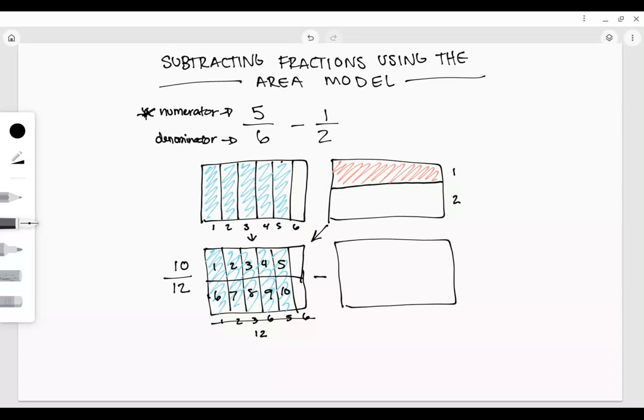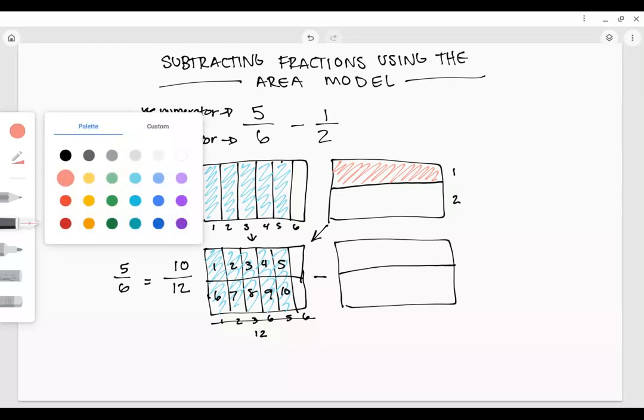So 10 twelfths is our new fraction that we're going to use to be able to solve our equation. But 10 twelfths is also equivalent to our 5/6, which means that these fractions are the same thing, just with different numbers. And so now we're going to look at our 1/2. Our 1/2, we're going to bring that fraction down to our rectangle.